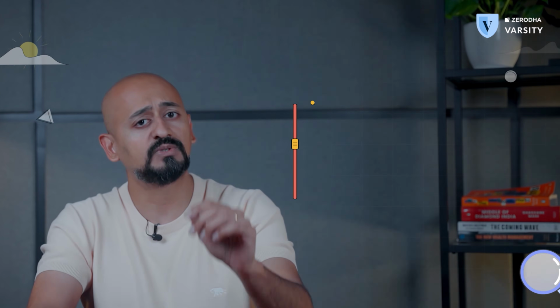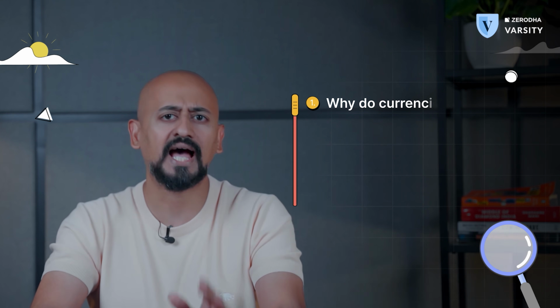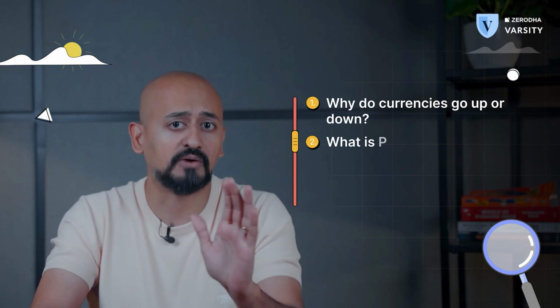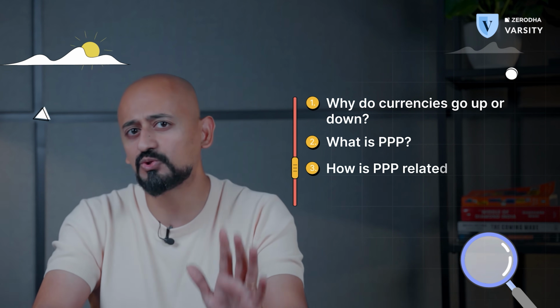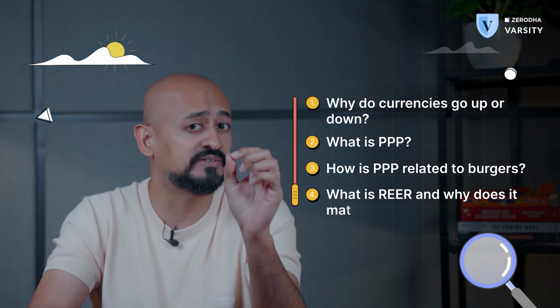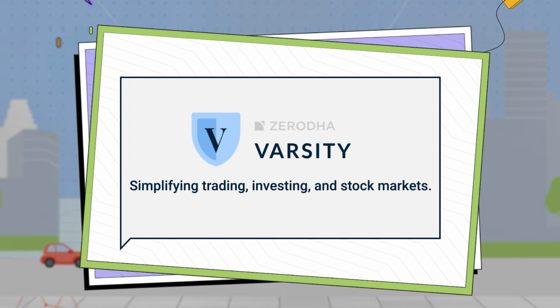So, we'll start with a primer on currency theory and why things go up or down. Then we'll get into purchasing power parity, which has everything to do with burgers. And finally, we'll discuss something called the real effective exchange rate. And if that sounds interesting to you, stick around.